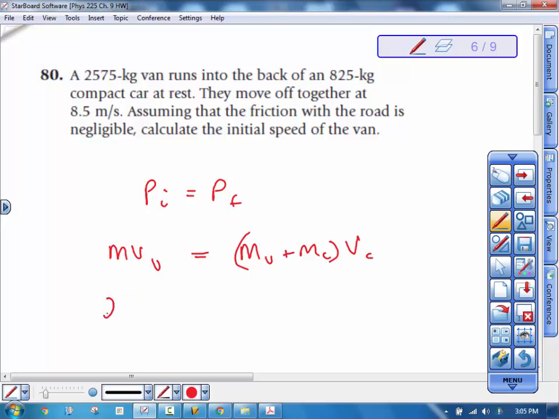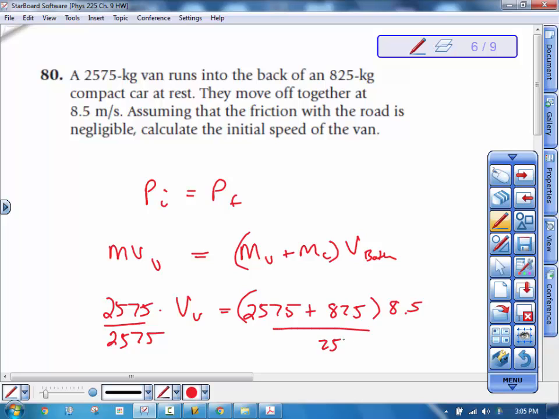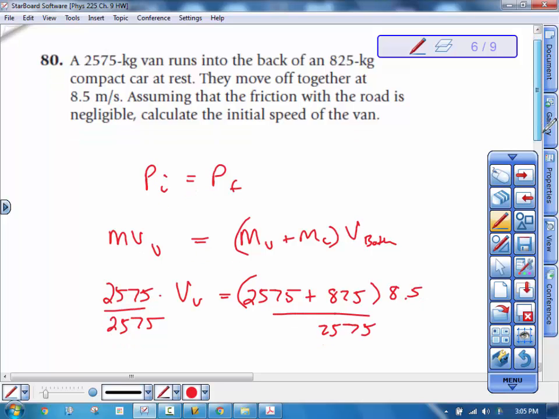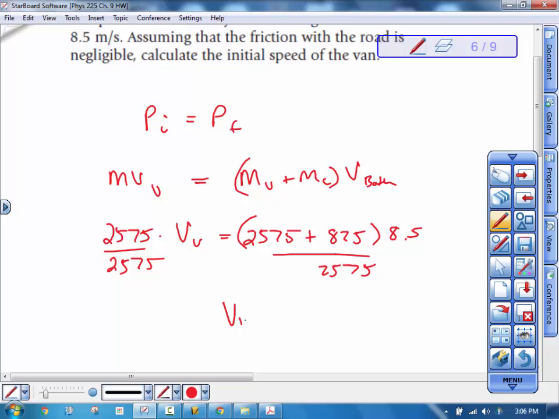So that'd be 2,575 times the velocity of the van equals 2,575 plus 825 times the velocity of both as they move off together, which is 8.5 meters per second. So we're just dividing by 2,575, and that gives us the velocity of the van, which is then 11.22 meters per second.